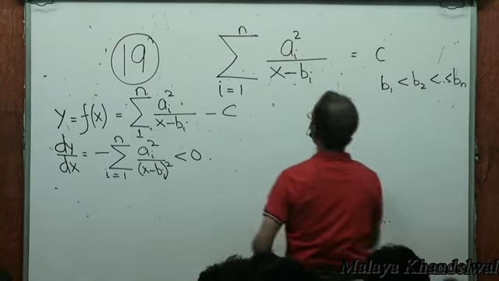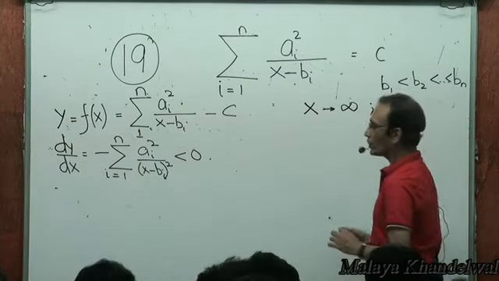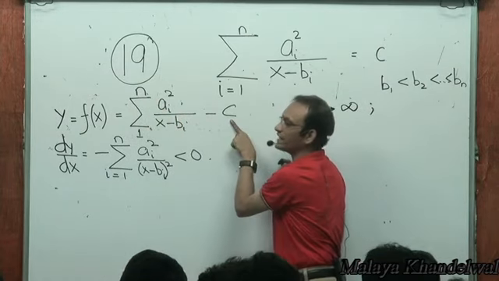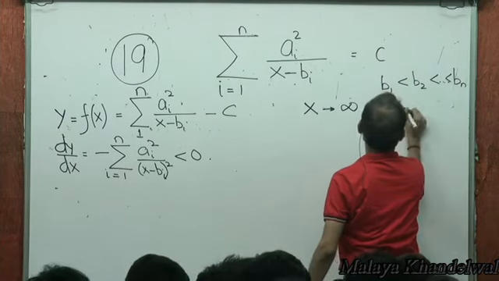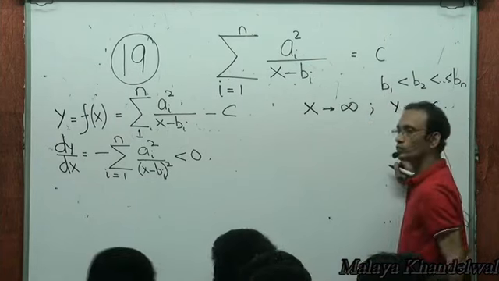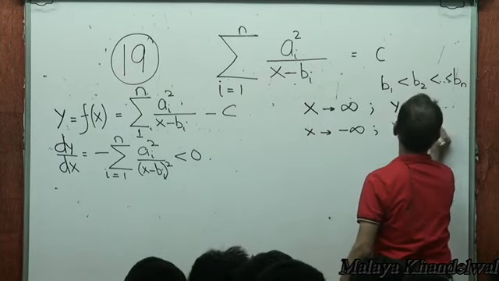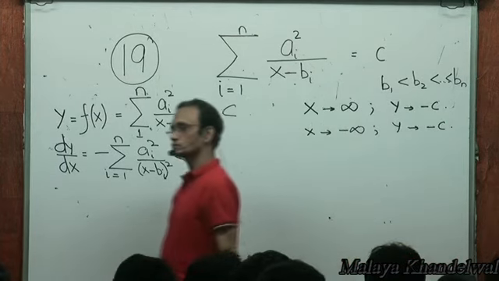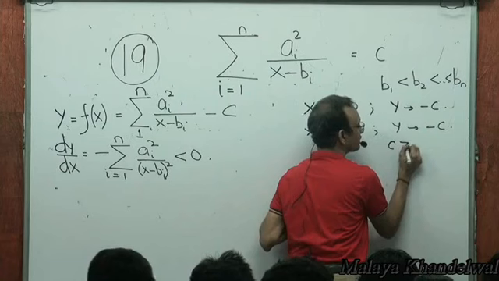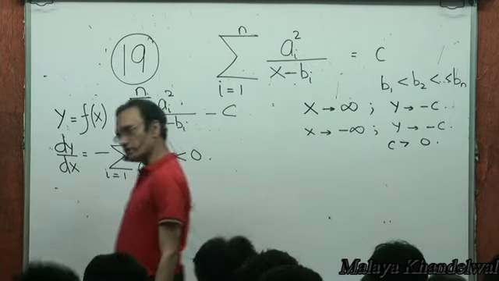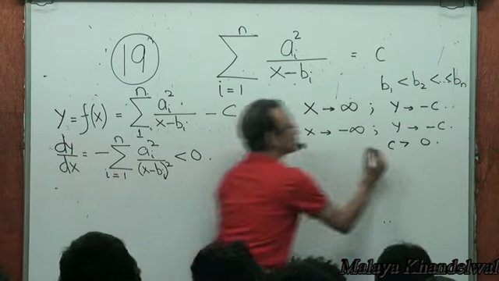Now, do you also see that as x tends to infinity, all these n terms will tend to 0, so y will tend to minus c? Yes or no? y will tend to minus c. As x tends to minus infinity, then also y will tend to minus c. Right? Suppose c is positive, then minus c will be a negative number. Let me assume that c is positive.